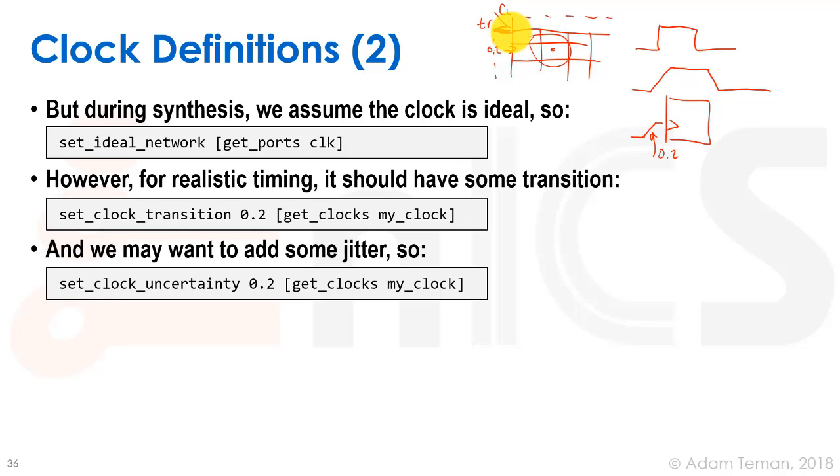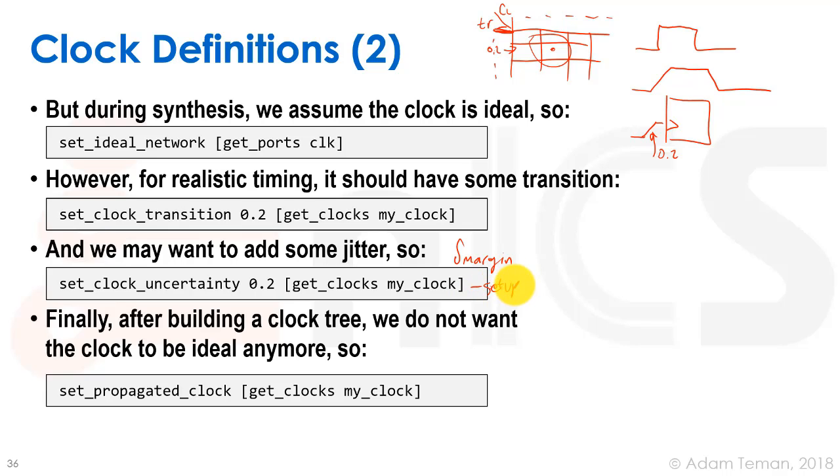Okay, we might also want to add some jitter. So jitter we'll talk about later, but if we want some sort of jitter, we define that as clock uncertainty. That's part of our delta margin that we showed before. Okay, so we say set clock uncertainty 0.2. We can add it to hold and setup separately by adding something like minus setup. So that's an option to do, is add uncertainty to our clock.